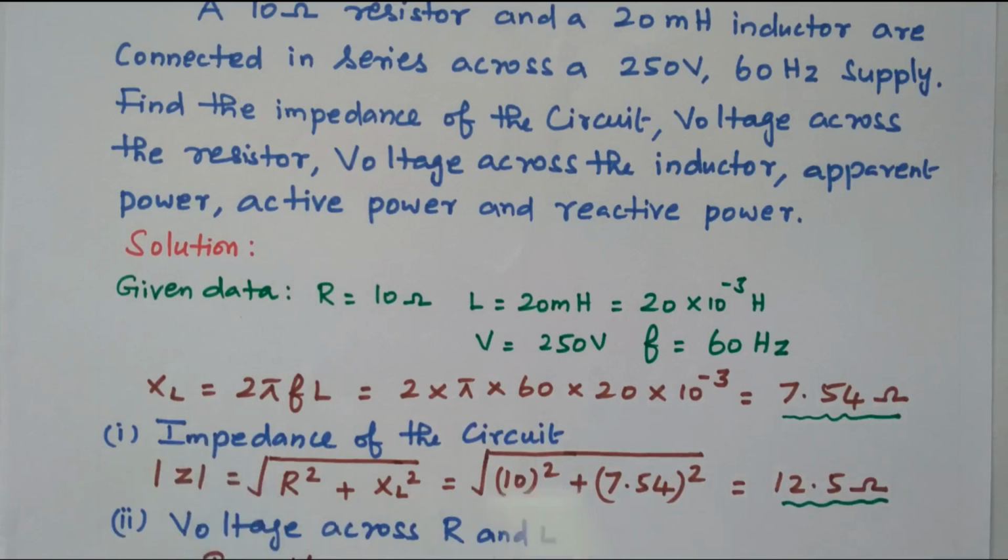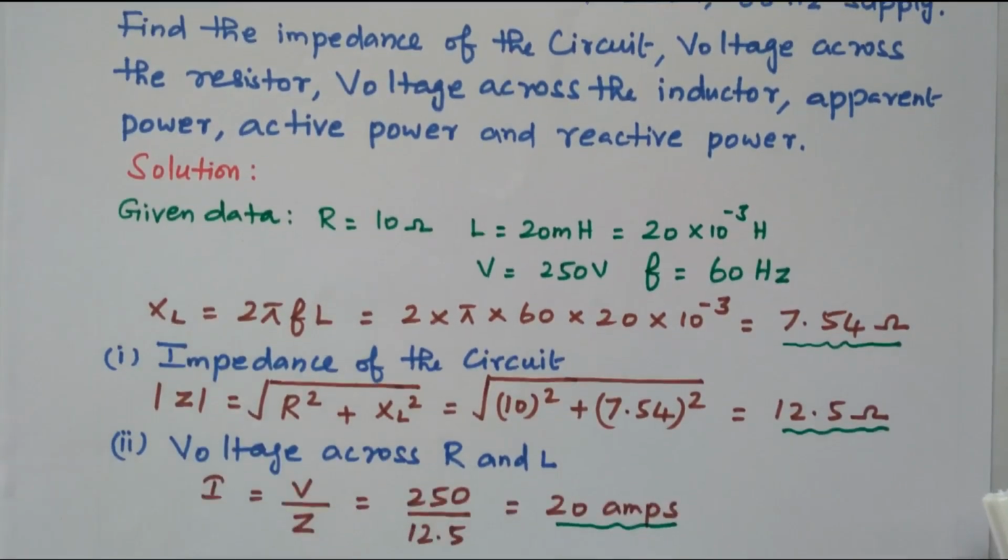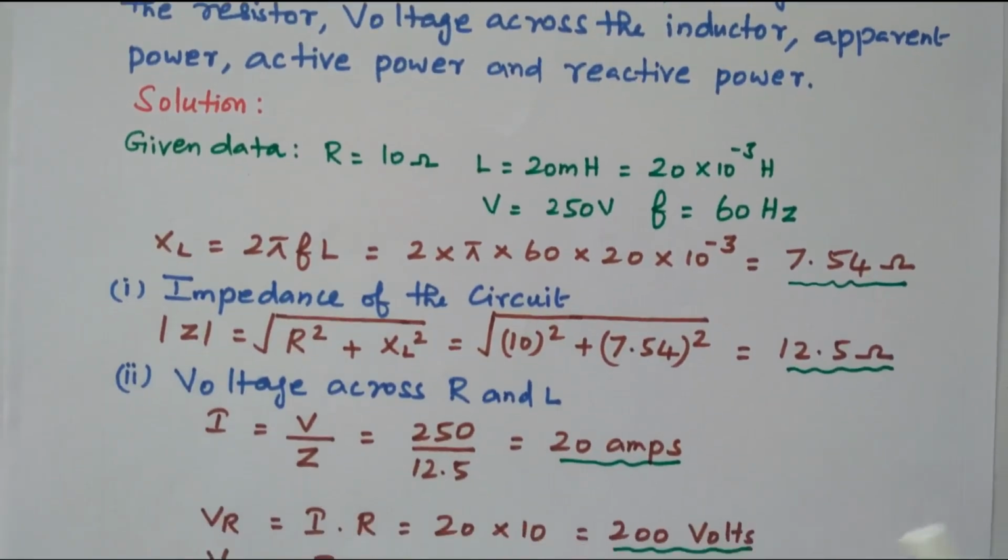The inductive reactance is 7.54. So based on this value we can go for the other parameters. First we will find the impedance of the circuit.